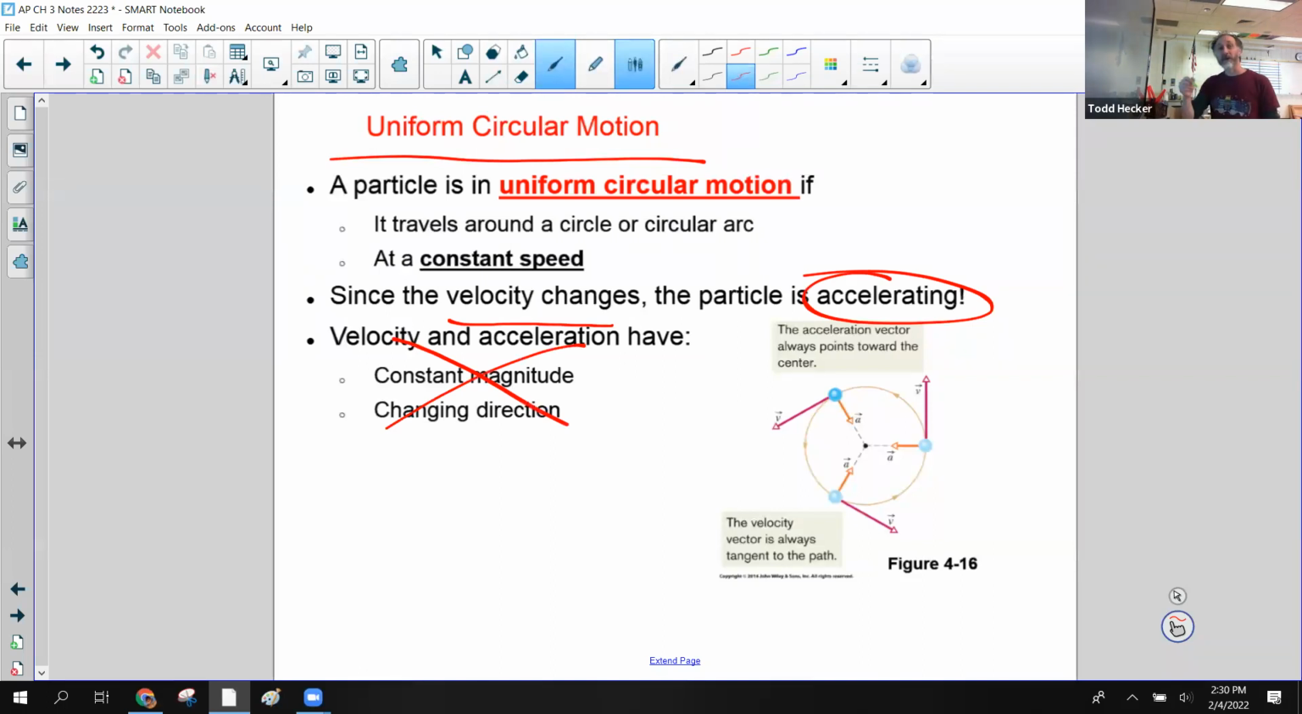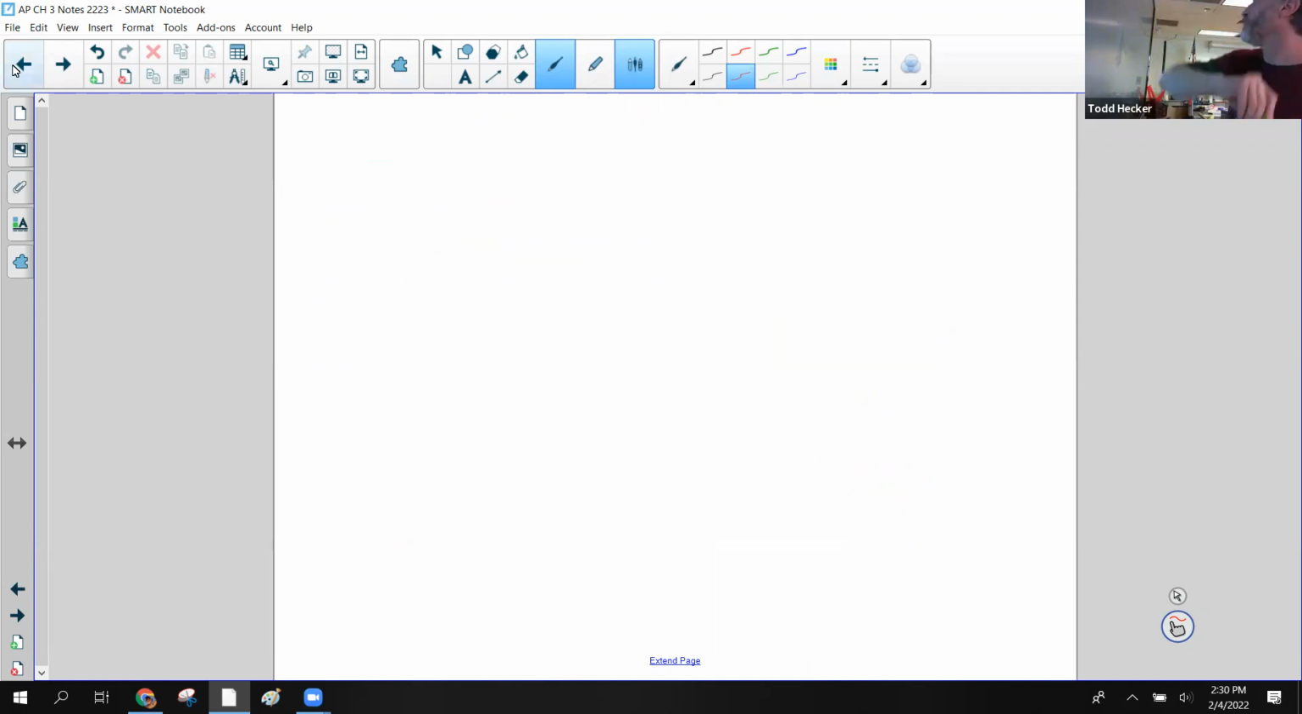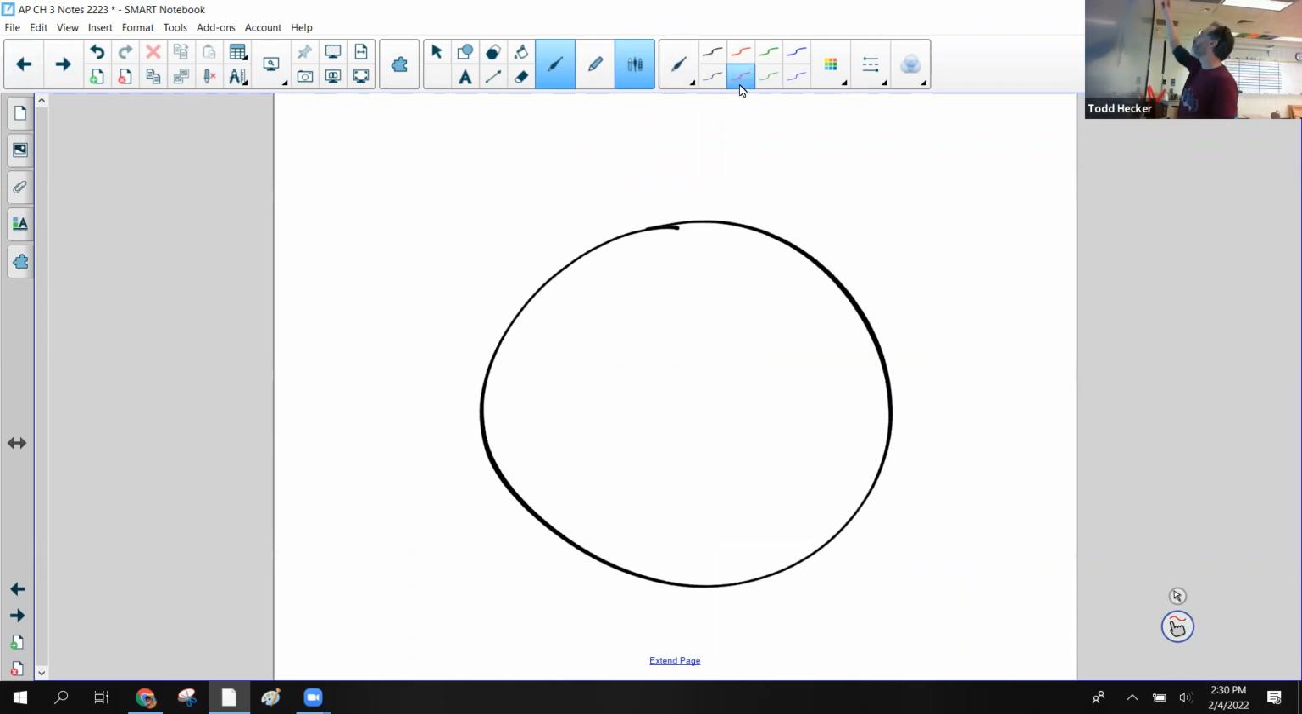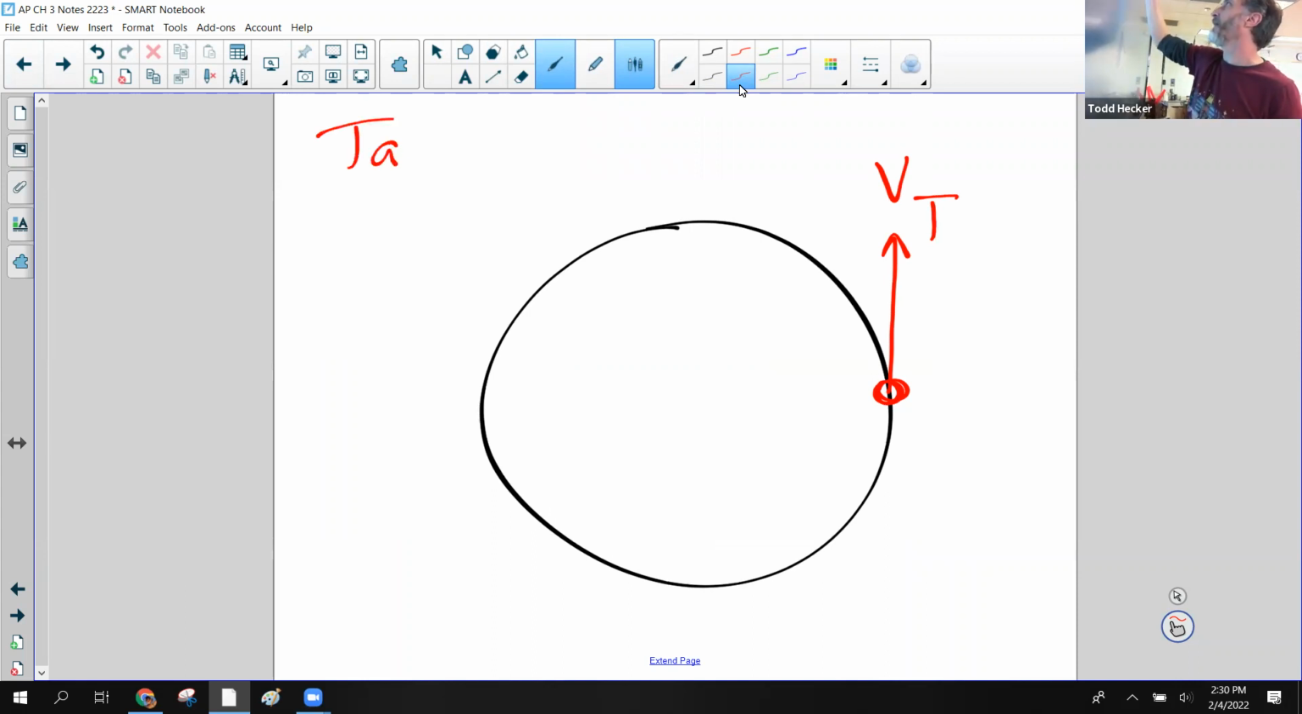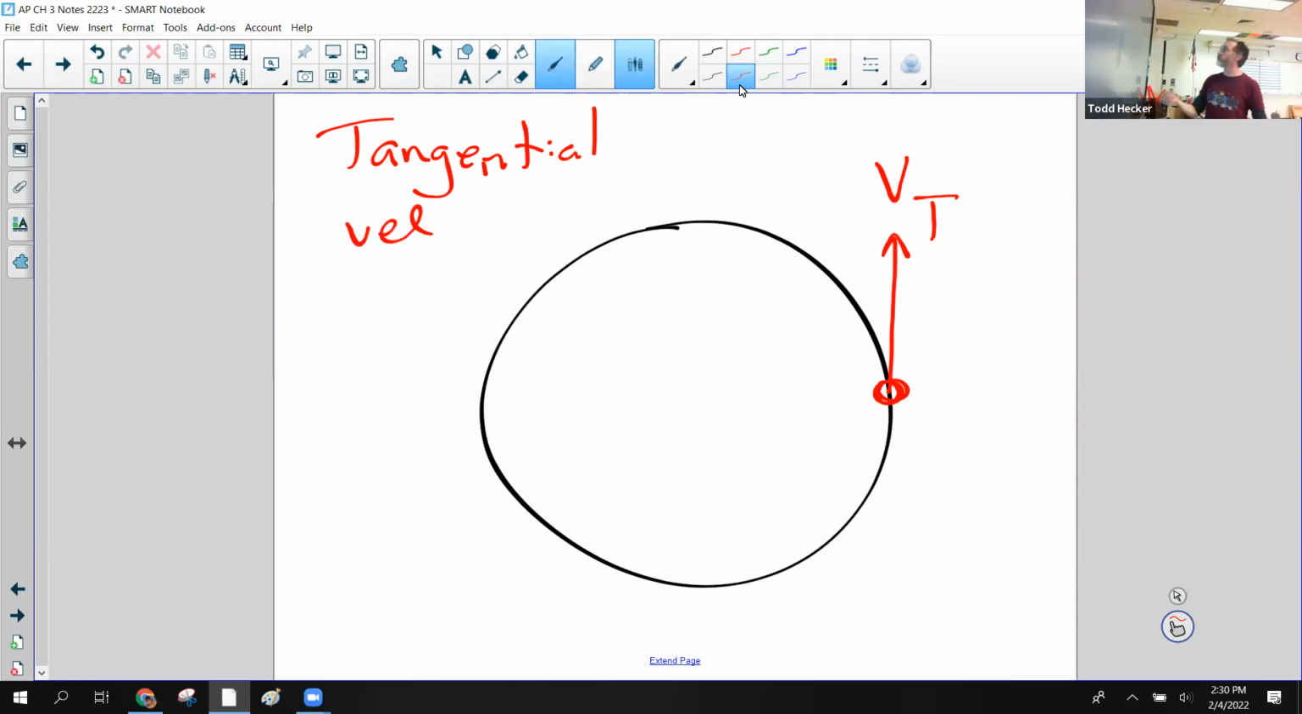Let's see. So because your direction is always changing, the object is always accelerating. And what we learned last year was this: if you envision your circular path, at any given instant, your object's velocity is what we called tangent to the circular path. We even sometimes called it tangential velocity. Let's write that out. Tangential velocity. And so the idea is if the object wasn't accelerating, then it would keep going this way forever.